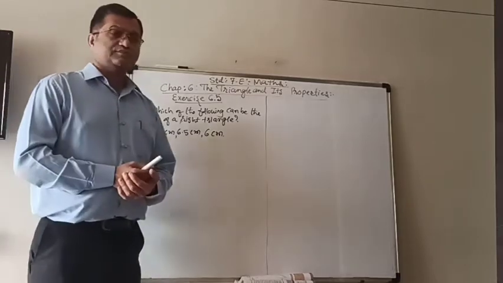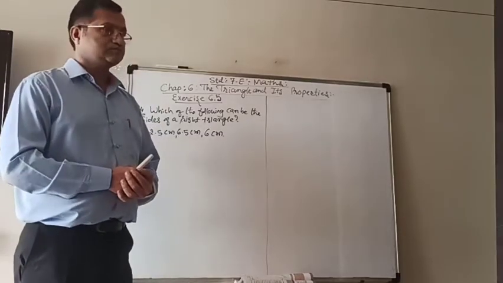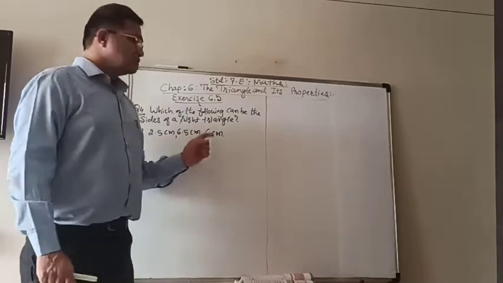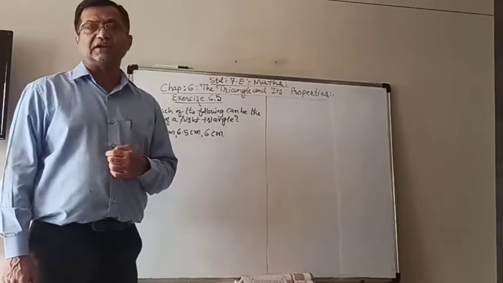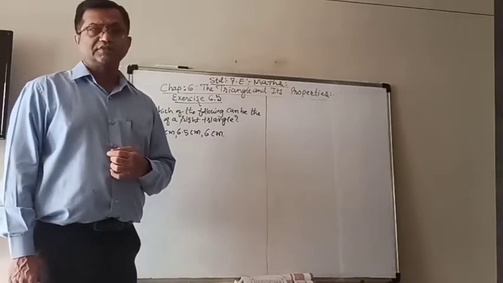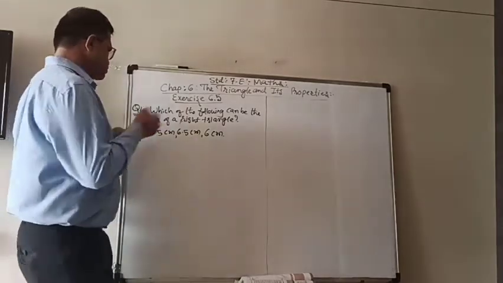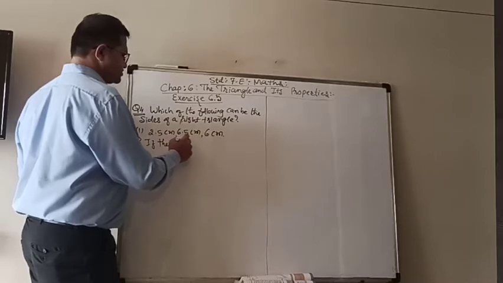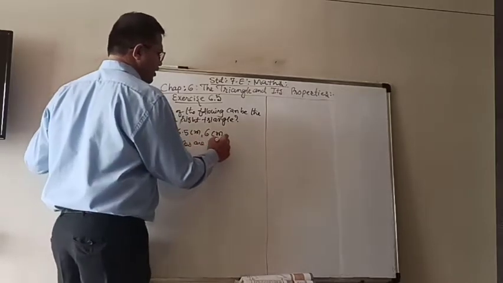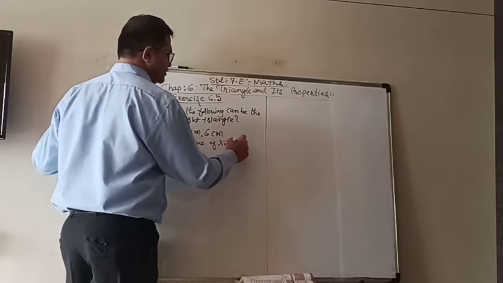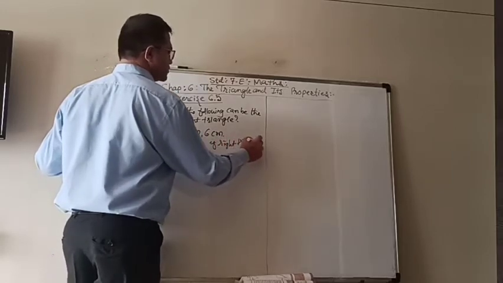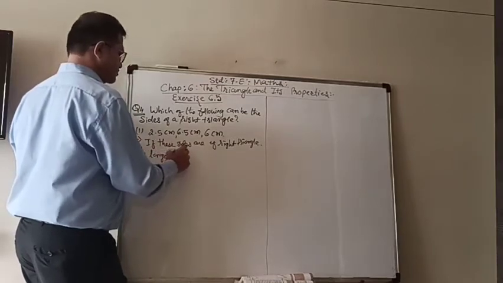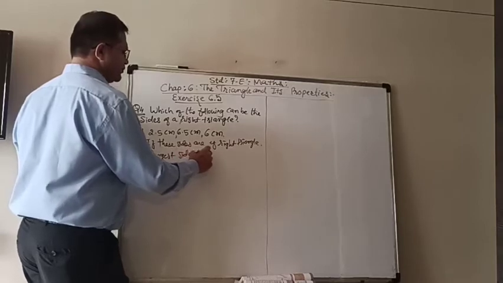Now we know that in a right triangle, the hypotenuse will be the longest side. So if these three sides represent a right triangle, then the longest side will be the hypotenuse. So if these sides are of a right triangle, the longest side should be the hypotenuse.